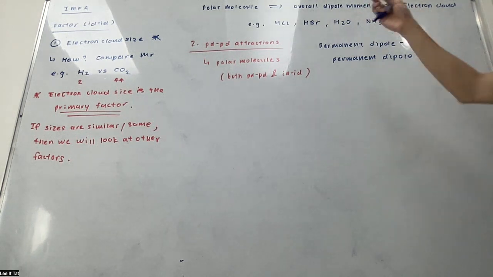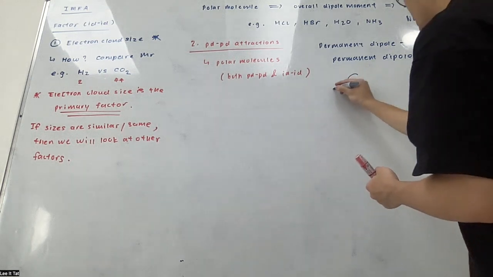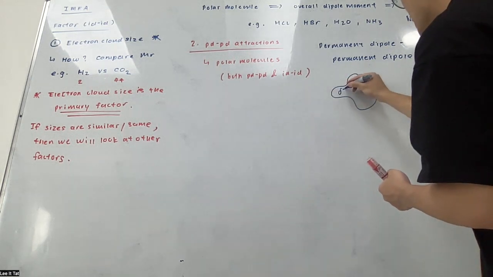It's not, right? Because dipole means there's a difference in electronegativity. The electron cloud is not evenly distributed. In other words, it's already polarized. So let's draw a simple diagram. It's just like that. It's not evenly distributed.